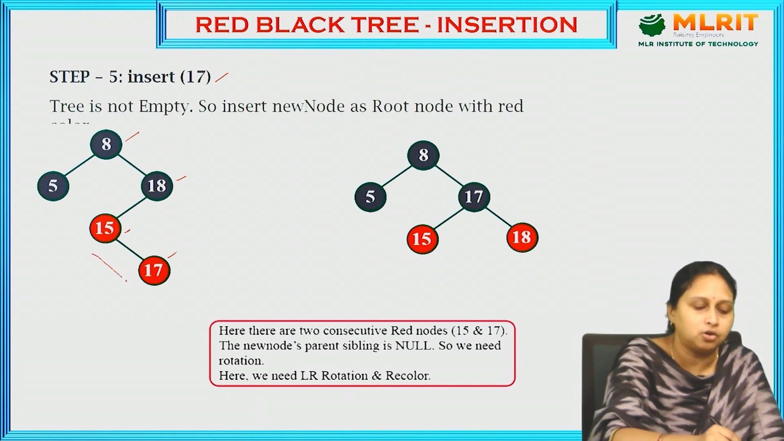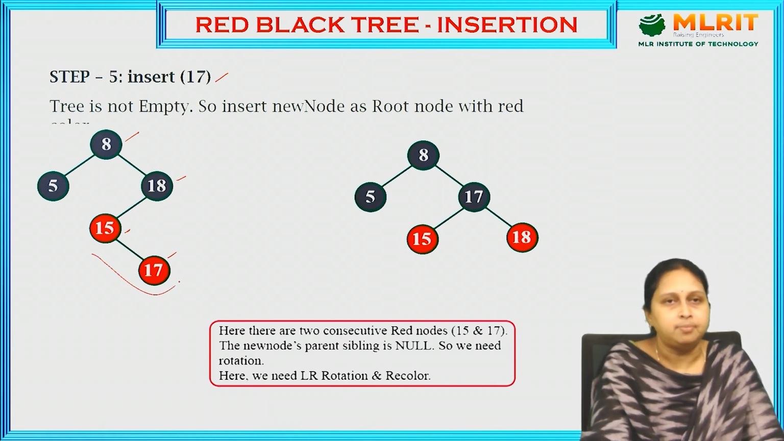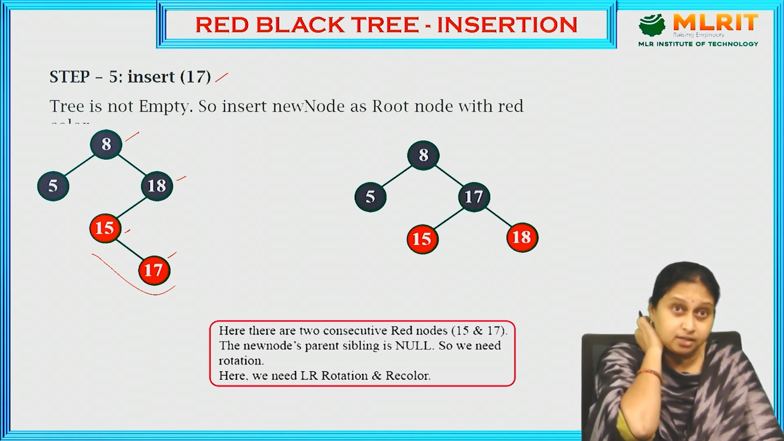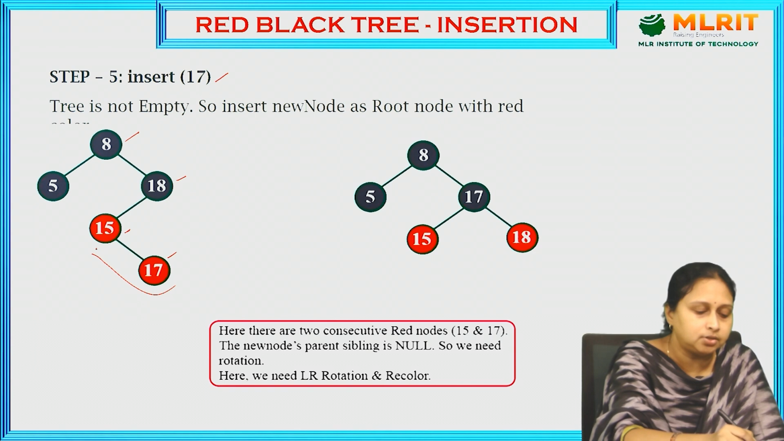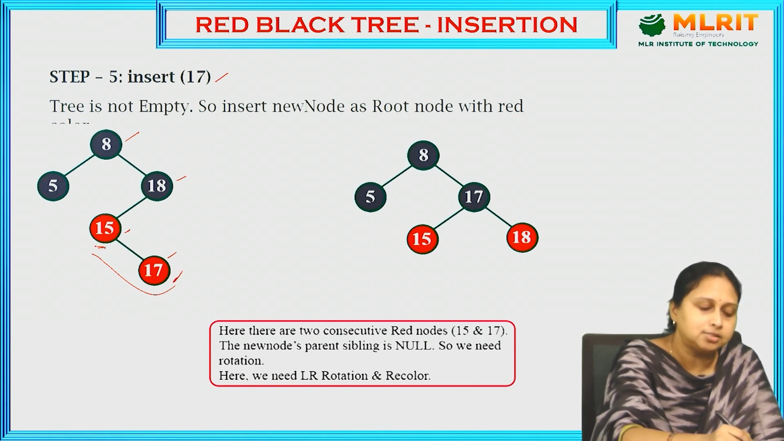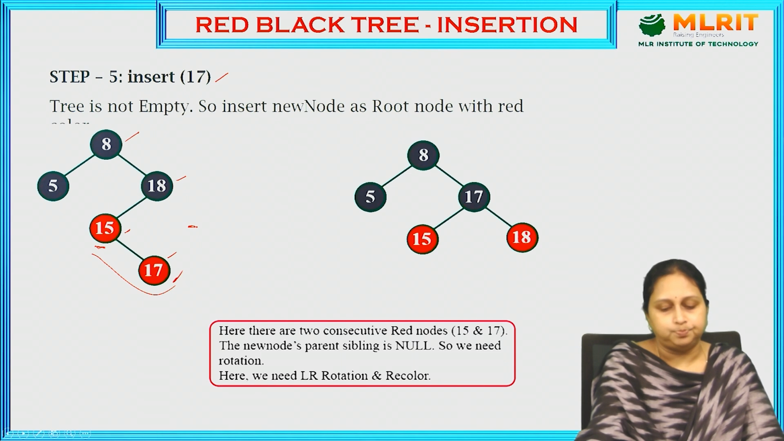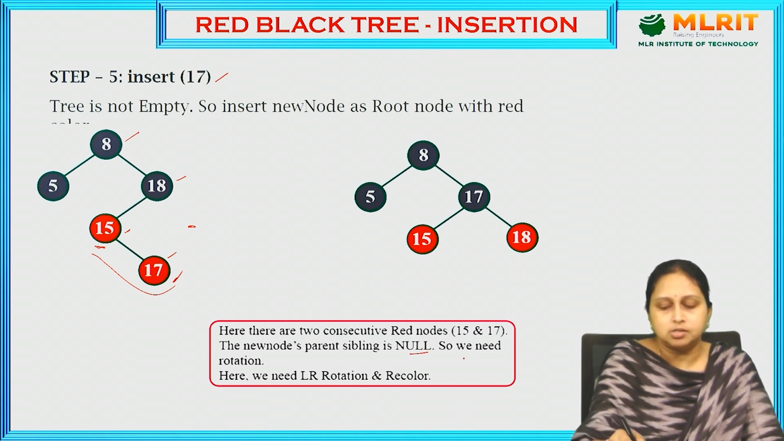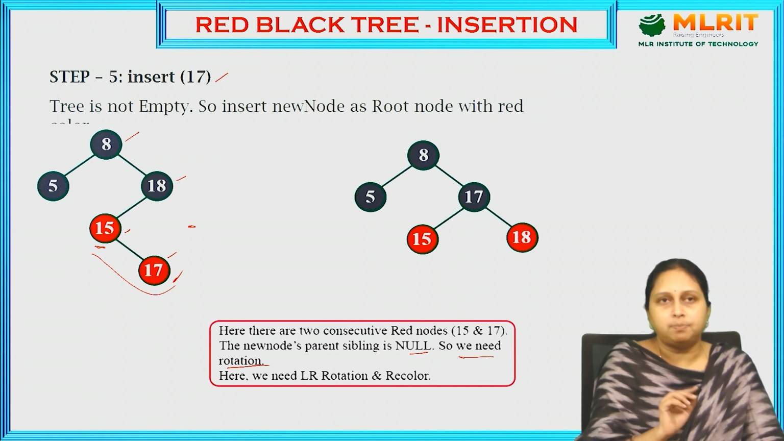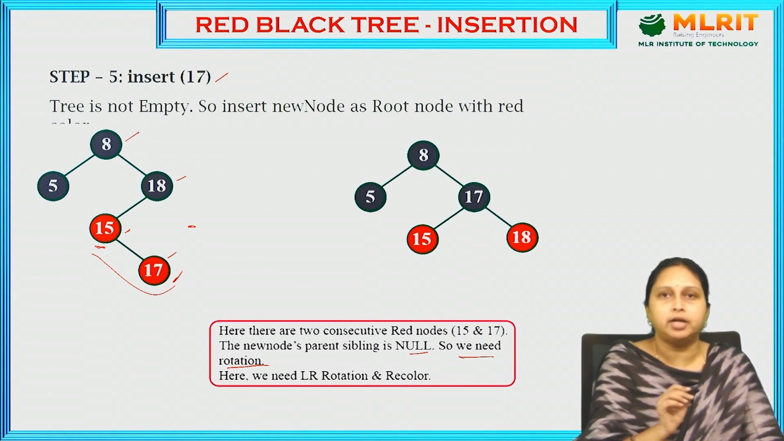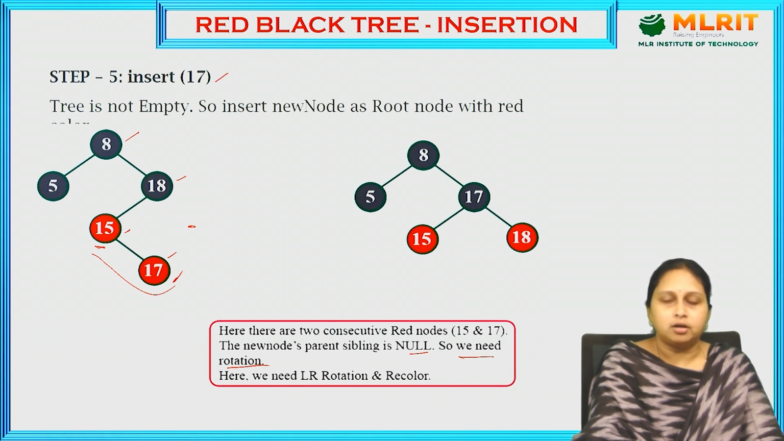Again, I am going to get the conflict. 15 and 17 are in conflict. Now, check the new node's parent sibling. Here, this is the new node, and this is the parent. The parent sibling is null. Right? The parent sibling is null. So, we need to perform the rotation. When the parent sibling is black or null, perform the rotation, and we are going to recolor it or recheck it.